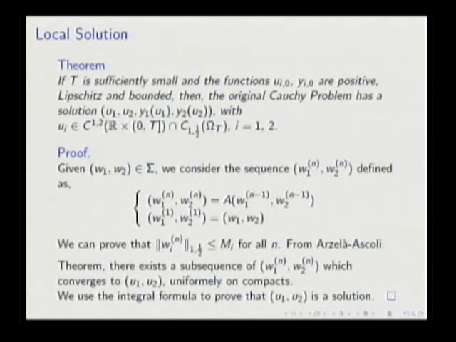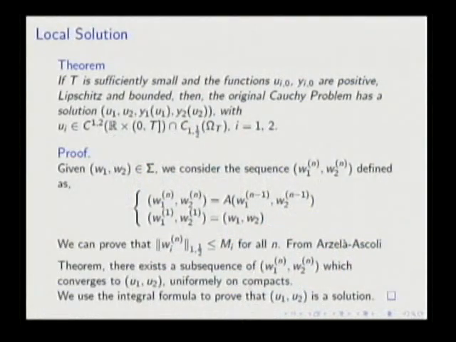So the result we have for local solution is that if t is sufficiently small and the initial data are positive, Lipschitz and bounded, then the original Cauchy problem has a solution in this form here, a classical solution, okay? The solution is obtained from this iterative method, and we have to prove that this iterative method converges to a pair of functions, and using the integral representation, we prove that this function is a solution of the problem. Okay.